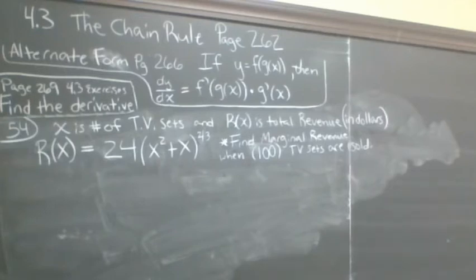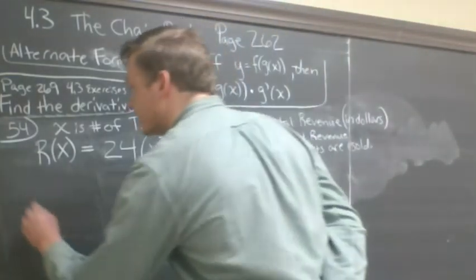Now keep in mind that marginal revenue is the exact revenue for a specified number of TV sets. So here, for 100 TV sets, what is the exact revenue, or the exact rate of change for the revenue? In this case, we need to pick our derivative. For R of x, if we find R prime of x, that will give us the function for marginal revenue. So let's go ahead and try that out here.